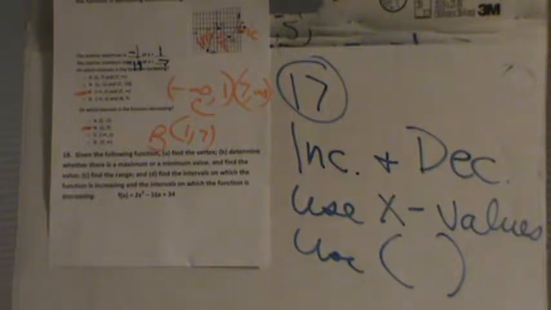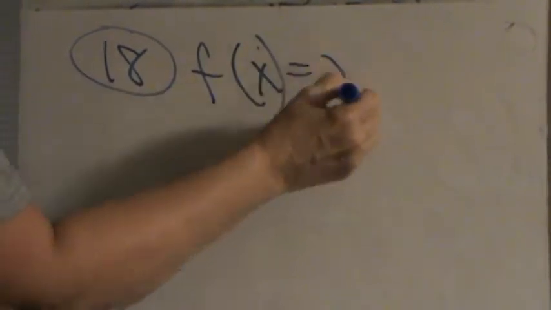Number 18 gives you a quadratic function and asks for the vertex. Determine if that's a maximum or a minimum. And then it asks for the range and intervals on which it's increasing and decreasing. So 4 things we have to do in number 18.